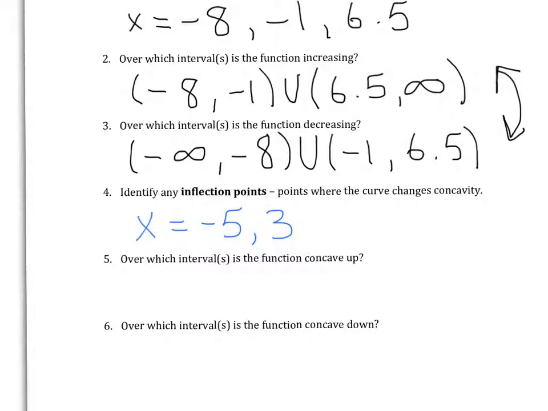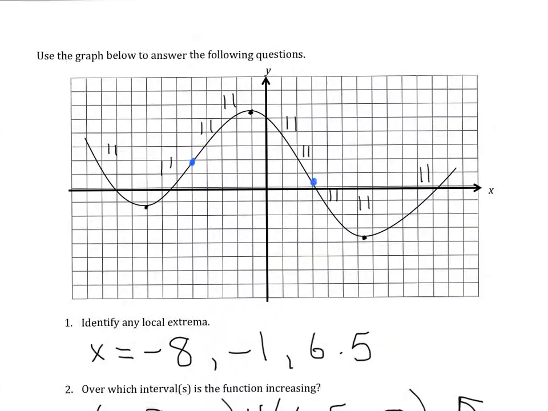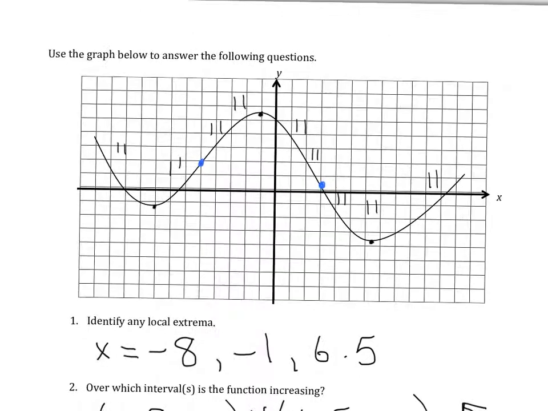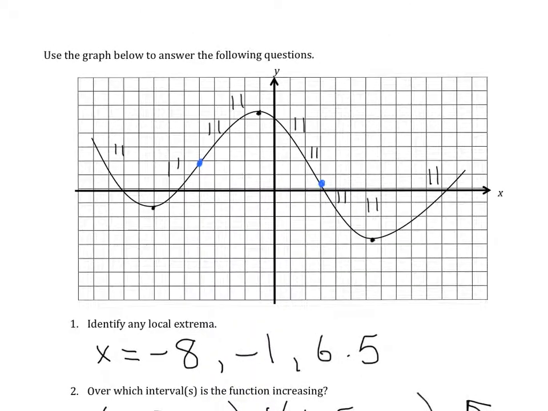All right, so number 5 asks us over which intervals is the function concave up. We're basically looking for all of those intervals over which we're smiling. So I would say that we are concave up all along this section of the curve, and then this section of the curve. So that'll be from -∞ to -5, and then from 3 onward.